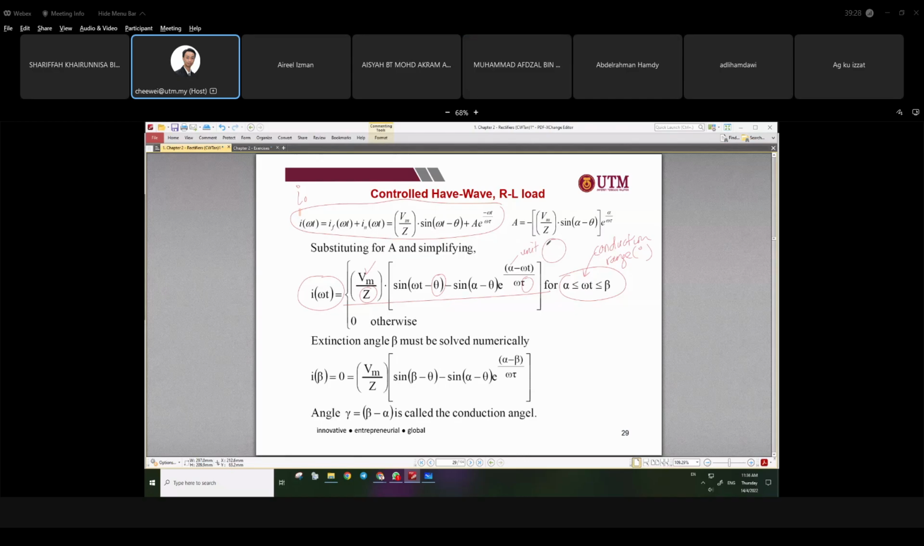What? Look at this. Is this degree? Is this degree? Radian. Radian, yes. Make sure your alpha and beta are there. They're not there, right? Alpha value is in radian.